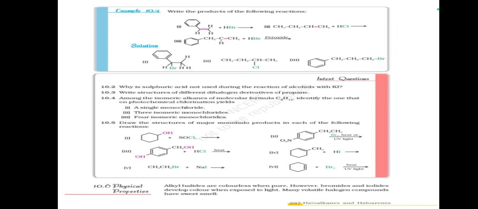Physical properties. Alkyl halides are colorless when pure, however, bromides and iodides develop color when exposed to light. Many volatile halogen compounds have a sweet smell. Melting and boiling points: methyl chloride, methyl bromide, ethyl chloride, and some chlorofluoromethanes are gases at room temperature. Higher members are liquids or solids.